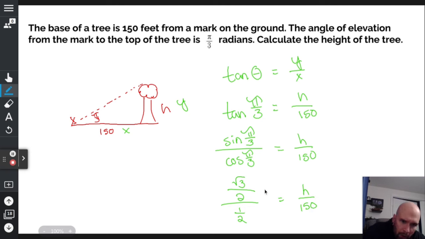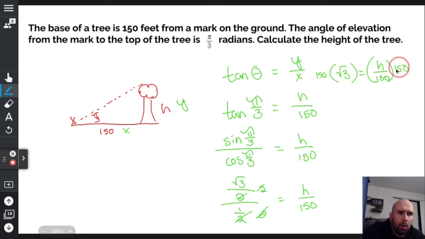If I multiply the top and the bottom by 2, that makes the half go away, and that crosses out. So you have root 3 equals h over 150. Multiply both sides by 150. And the height is going to be 150 root 3 feet.